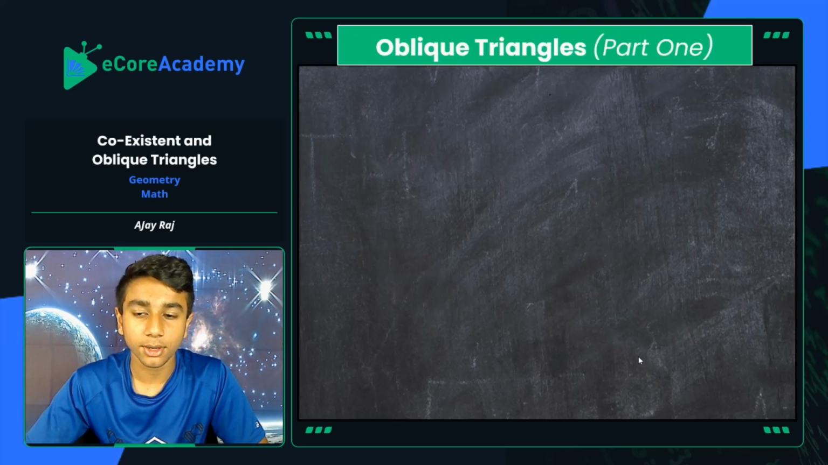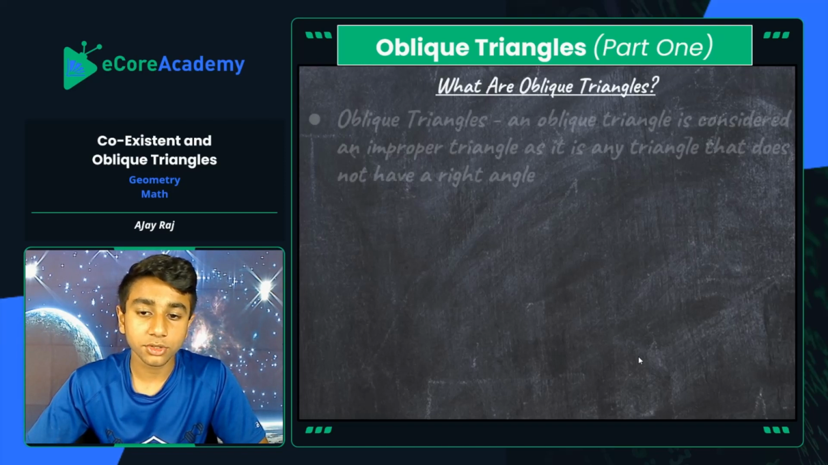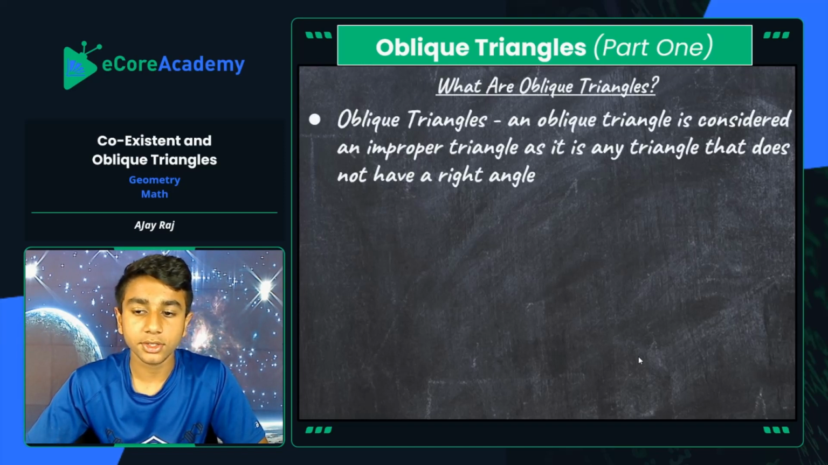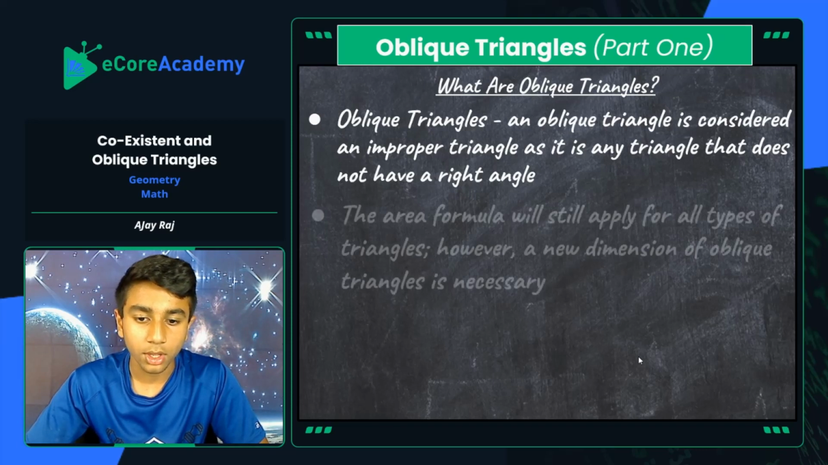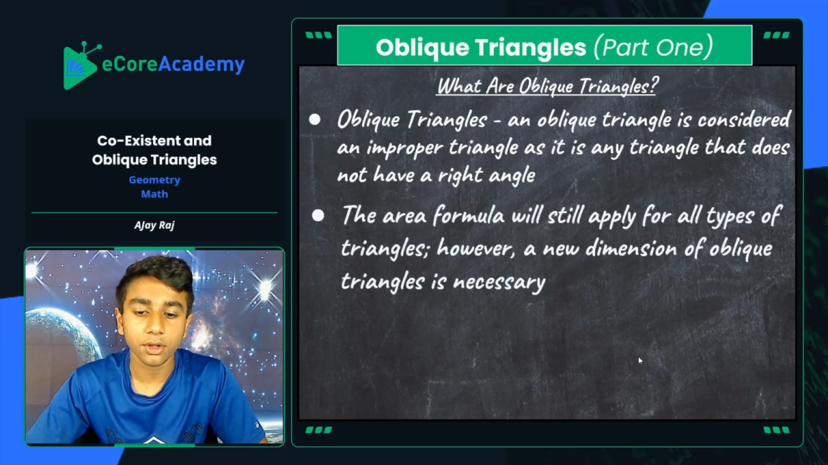So let's move on to oblique triangles now, the second half of our lesson. So what are oblique triangles? An oblique triangle is considered an improper triangle, as it is any triangle that does not have a right angle. So a proper triangle is basically a right triangle. Any other triangle, which is acute or obtuse, or even equilateral, is going to be an oblique triangle. And the area formula will still apply for all types of triangles.